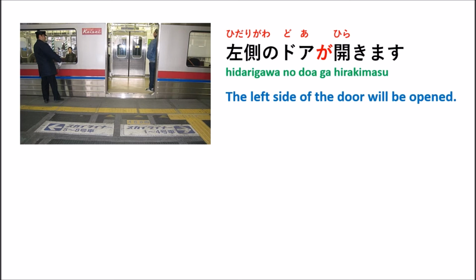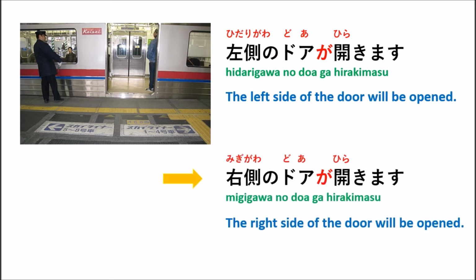And at the same time, if I want to say the right side of the door will be open, you can say like this, 右側のドアが開きます, which means the right side of the door will be open. 右側 means the right side.